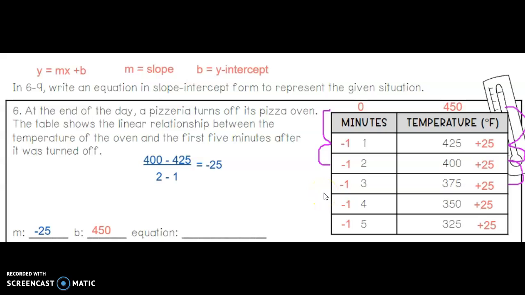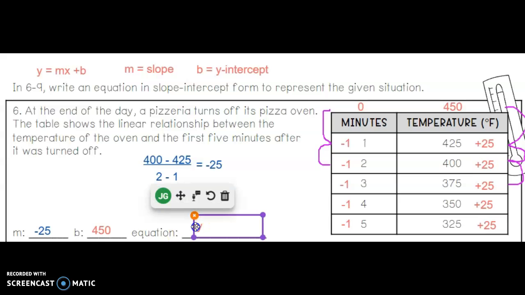Now let's talk about where the oven was at 0 minutes when it was first turned off. So they finished cooking all their pizzas. They just turned off the oven. What was that starting temperature? So if you notice that it's cooling by 25 degrees each time, we're going to work our way backwards to see what temperature the oven was when they first turned it off. So we work our way back to 0 on the x value. Then we work our way back on the y output, and we see that the temperature was 450 degrees when they first turned off the oven.